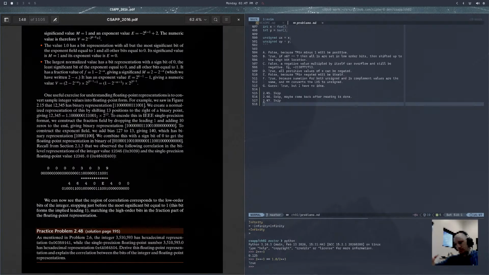Jesus Christ. Okay, how many pages do I have on this stuff? So you got rounding next. They go crazy on rounding. It's like round to the nearest even number. Floating point operations, floating point in C, which is probably the most relevant, and then a summary. Okay, so it's not a lot.